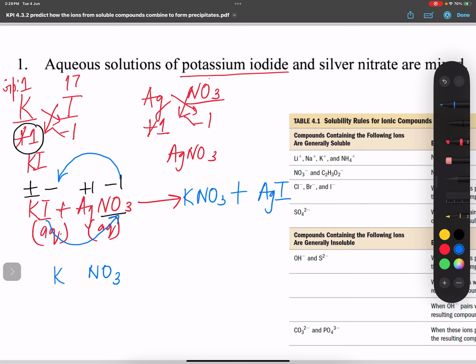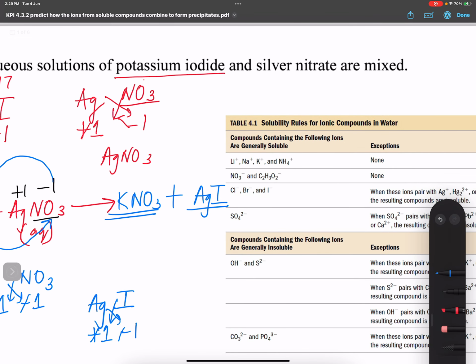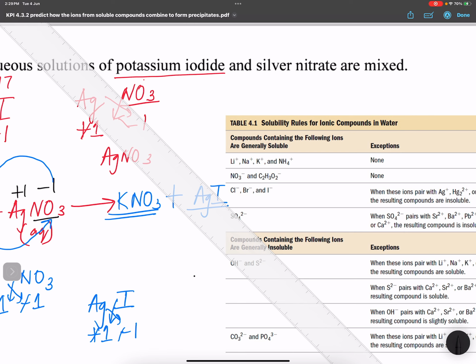So what will be the right formula? K has a charge of +1 and NO3 has a charge of -1. Ignore the charges and cross multiply. I'm getting KNO3. Then Ag has gone with I. So Ag was +1 and I was -1, and here you go. Now you have to tell the states to predict if the precipitate has been formed or not.